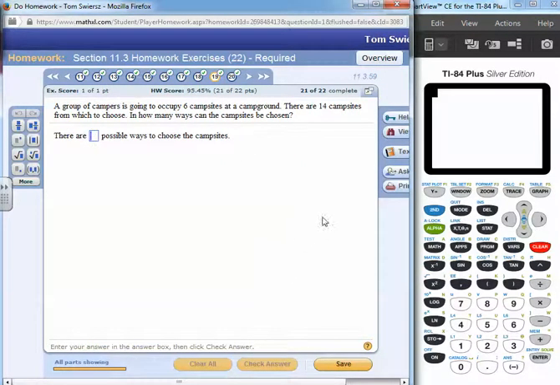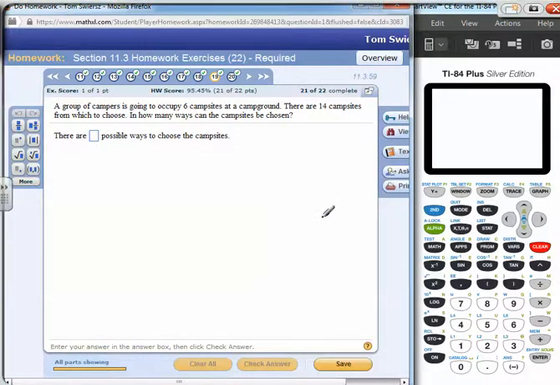Number 19. A group of campers is going to occupy 6 campsites at a campground. There are 14 campsites altogether from which to choose. How many ways can the campsites be chosen? Again, whether you pick the campsite first, second, third, or the 6th one, it's going to be one of the 6 you use, so order doesn't matter, because all you're doing is choosing the 6. You're not designated differently. So in this case, order does not matter, so it is a combination.